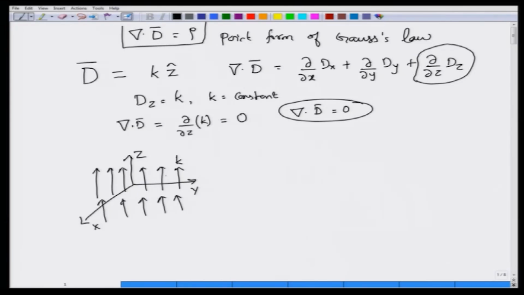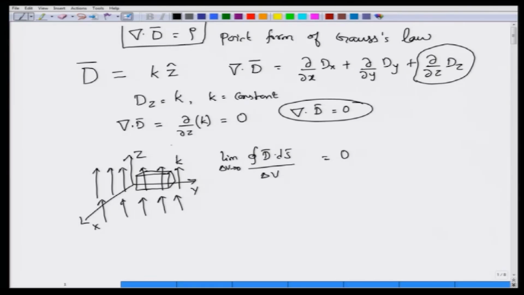As you can clearly see, if I take any volume over here and evaluate the flux lines that are coming out of the surface bounding this particular volume, there is a D field coming out of the surface. If you evaluate the integral D dot dS over this closed surface, divide the value by delta v, and then let delta v go to 0, you will see that this quantity is equal to 0 simply because the numerator is equal to 0. There are as many flux lines entering this surface as flux lines leaving this surface.